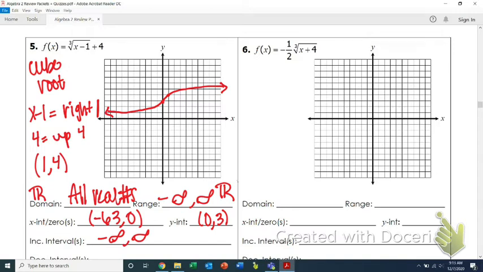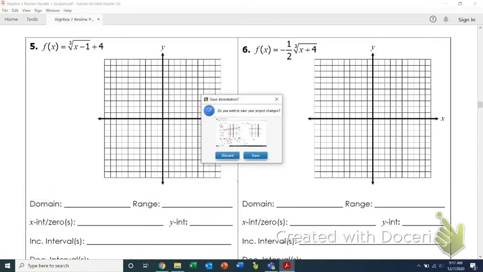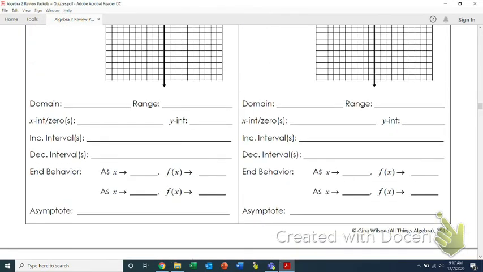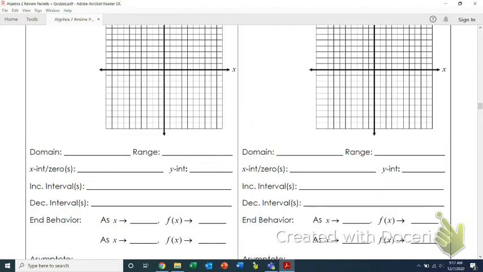If you look on number, let's see, number 9, you'll see the word asymptote. All that means is it comes really close to touching a line. Okay? Comes really close, but it does not do it. And if you want a hint, it's your horizontal component.